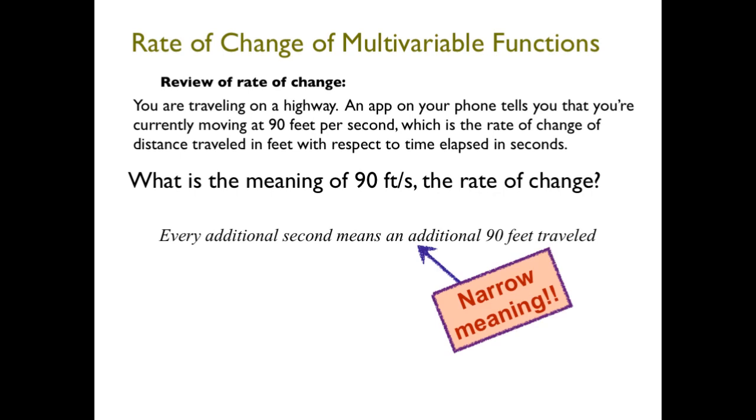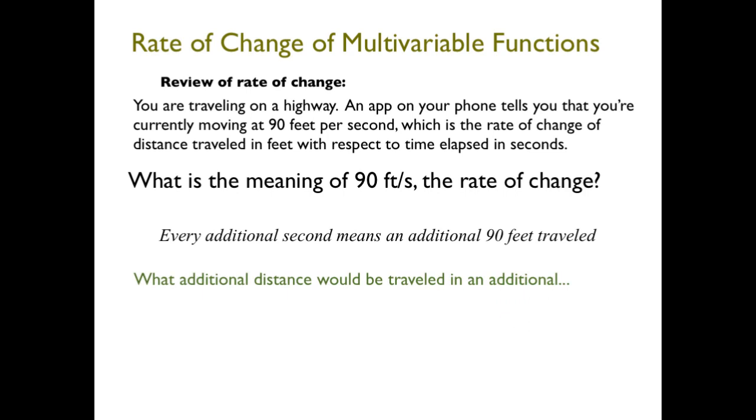It's a fact that if you kept going at 90 feet per second, then every second you'd go 90 feet. But that's a very narrow meaning, and so we want to have a broader, better meaning for this rate of change. And so, how far would you go in 2 seconds?